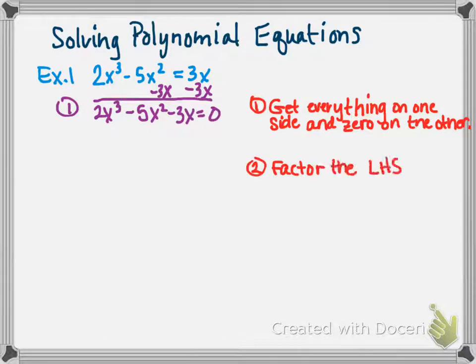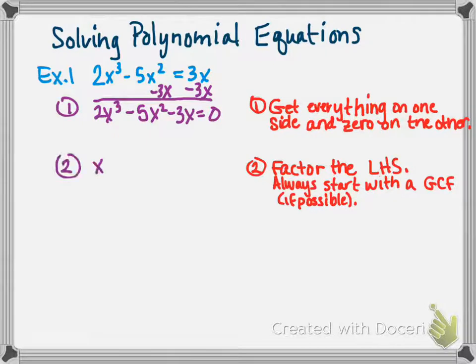Next, we'll factor the left-hand side. And remember, always start by trying to factor out a GCF, a greatest common factor, if possible. So here we do have a GCF, and it's x. When I factor x out of every term, I'm left with 2x squared minus 5x minus 3 equals 0.